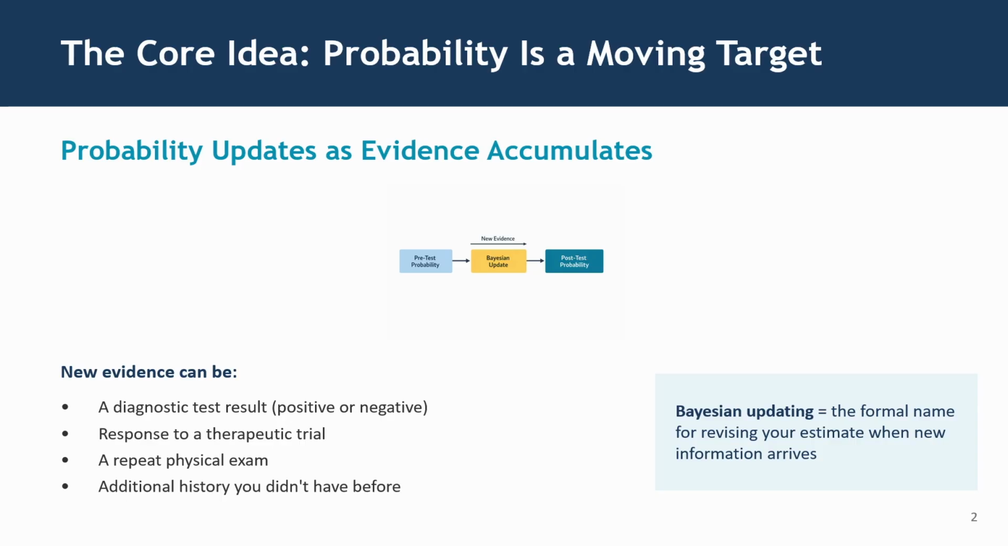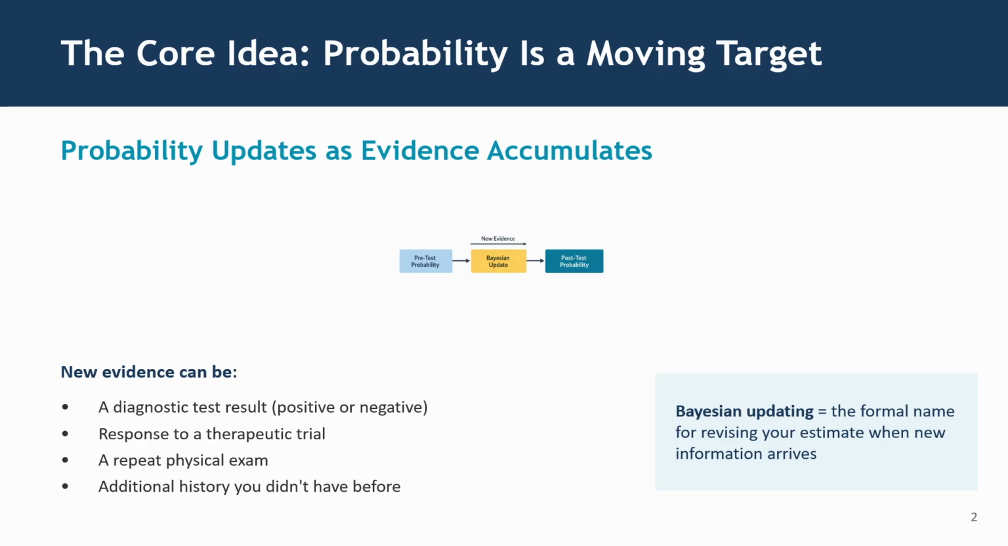The key insight here is that probability is not a fixed number. It's a moving target that updates every time new information comes in. We call the starting estimate the pretest probability. After we receive new information, a test result, a response to treatment, a second opinion, we revise that estimate. The revised estimate is the post-test probability.